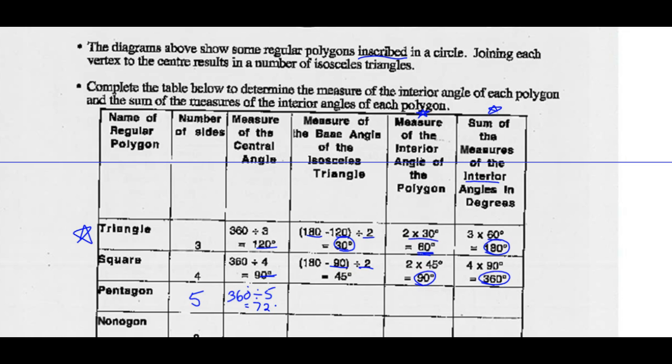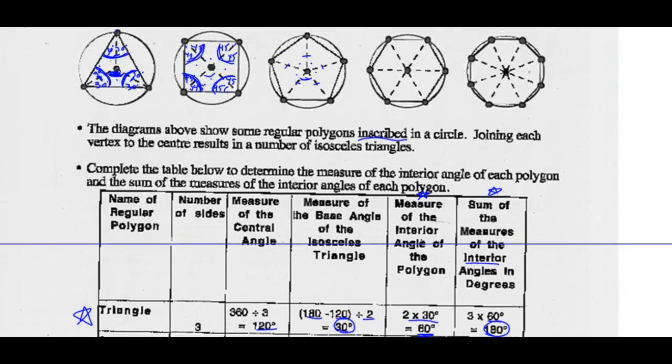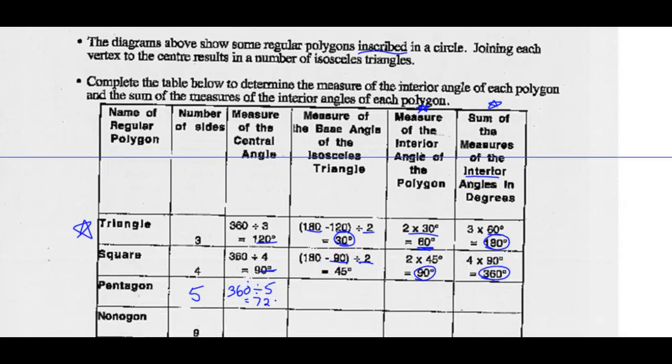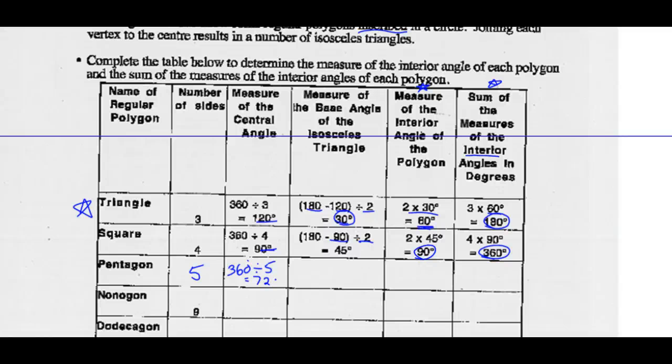Now, how do I figure out the base angle of these isosceles triangles? Well, I go 180 minus 72, and then these two have to be the same, right? That's an isosceles triangle. Those angles must be equal. So like we did the last two examples, 180, subtract the central angle of 72, and then divide it by 2 to figure out the base angle of the isosceles triangle.